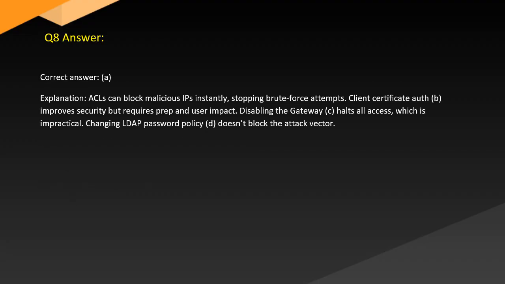Answer. Correct answer: A. Explanation. ACLs can block malicious IPs instantly, stopping brute force attempts. Client certificate auth, B, improves security but requires prep and user impact. Disabling the gateway, C, halts all access, which is impractical. Changing LDAP password policy, D, doesn't block the attack vector.